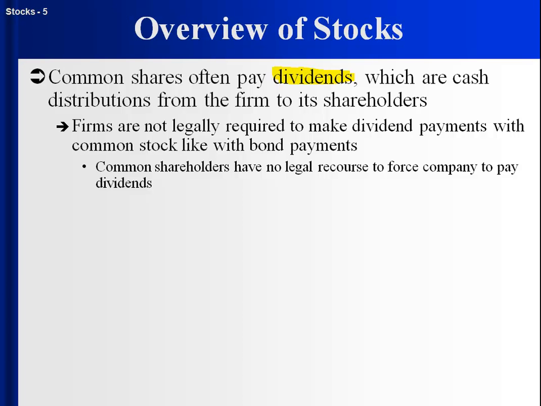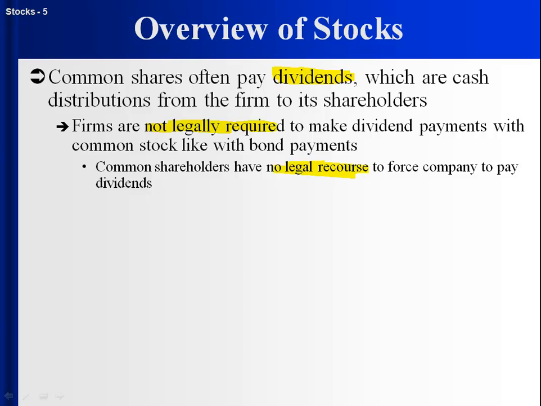One of the things about dividends is the firms are not legally required to make dividend payments. So generally every quarter the board of directors will get together and decide whether or not to pay a dividend, and if they do pay a dividend, how much. And suppose they say, sorry, we can't pay a dividend this quarter either because we don't have enough money or we have better uses of those monies. There's no legal recourse that shareholders have.